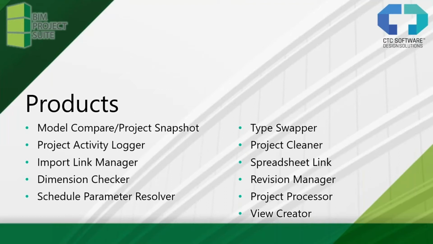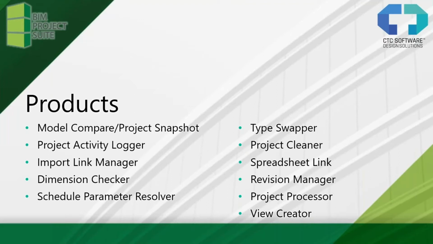Schedule Parameter Resolver cleans up our schedules. If we ever have a parameter that isn't doing anything, we can use this tool to help fix that. Type Swapper swaps types, text, dimensions, materials, patterns, lines, so we can get things cleaned up that way. Project Cleaner, think Super Purge, right? It deletes a lot of stuff. It's good for preparing models for distribution or archiving, or if you received a model and it's got a bunch in it you don't need, use this to clean it up before you link it in.